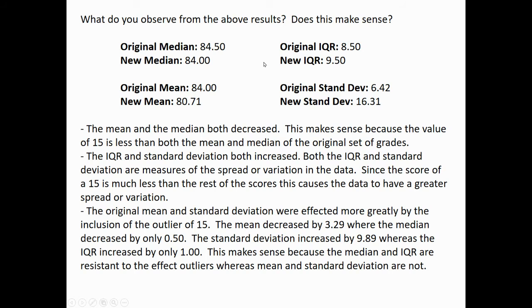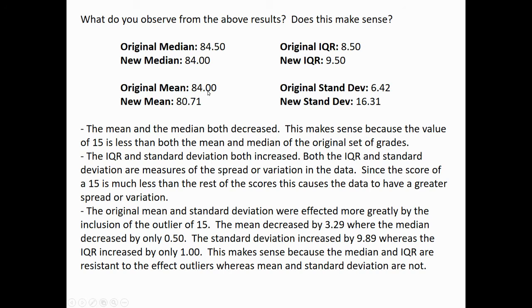So we are dealing with the what if of that student taking the exam who gets a 15 on it. The original median was 84.5. The new median is 84. The original IQR was 8.5. New IQR is 9.5. That changed by 1 point.